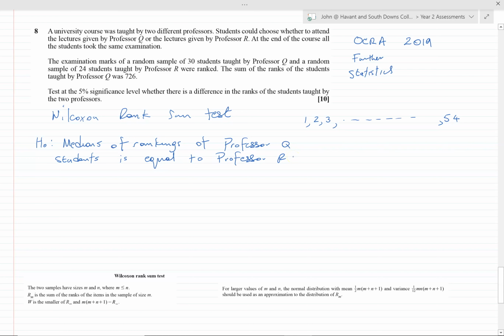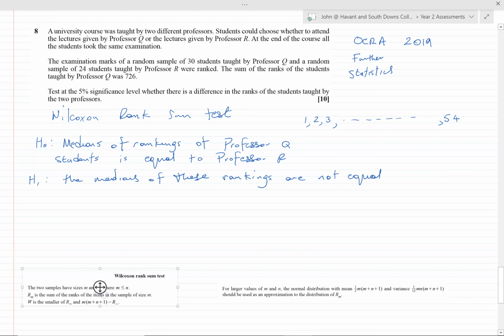Then the alternative hypothesis: the medians of these rankings are not equal. So it's a two-tailed test because we're not talking about a more or less. Okay.